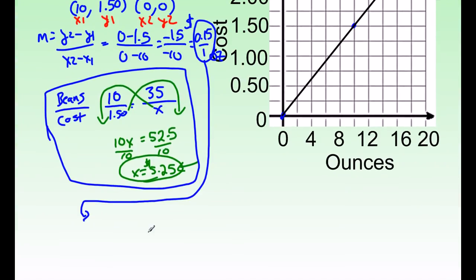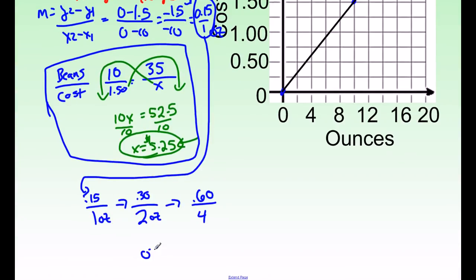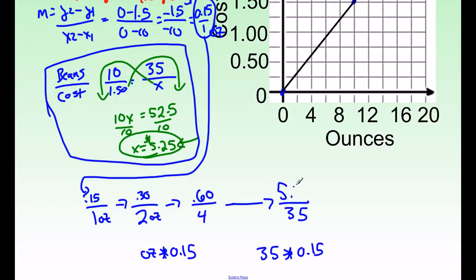We could make some predictions from that. If 1 ounce is 15 cents, we can keep going and say, well, 2 ounces would be 30 cents. And 4 ounces would be 60 cents. We're taking the number of ounces times 0.15. So for us to go from here all the way down to 35 ounces, all we'd have to do is take 35 times 0.15, that unit rate. And I guarantee you it's going to equal 5.25.